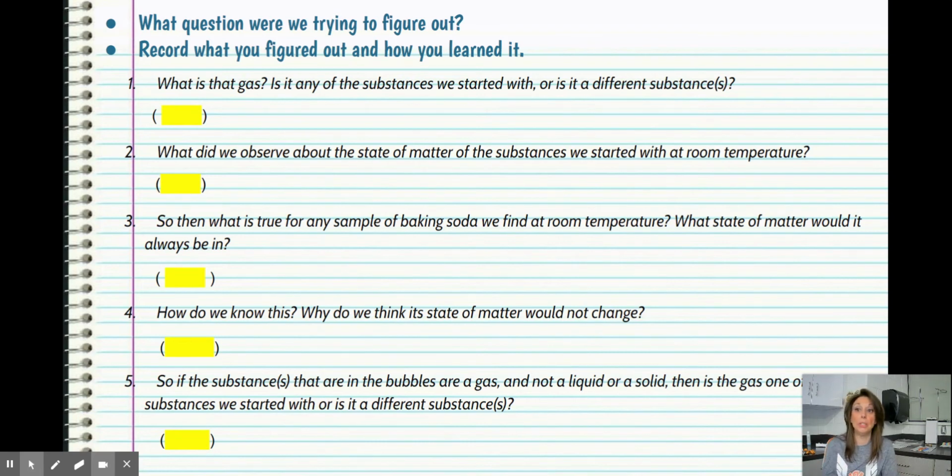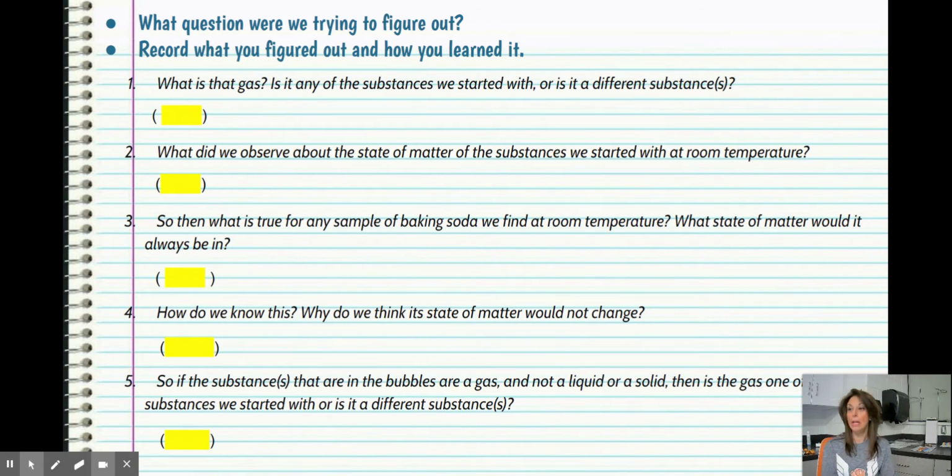If it's any of the substances we started with or a different substance, we might be able to take an educated guess on that. Number 2, what did we observe about the state of matter? So think solid, liquid, gas for number 2. Of the substances that we started with at room temperature. So remember when Mr. Blackman put the bath bomb in the water, it was room temperature. Think solid, liquid, or gas. Were the bath bombs a solid? Were they a liquid or a gas? And how about the water, solid, liquid, or gas? So identify the state of matter that these materials were.